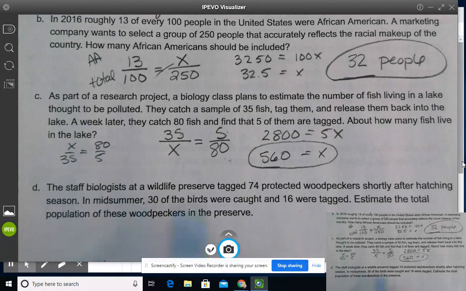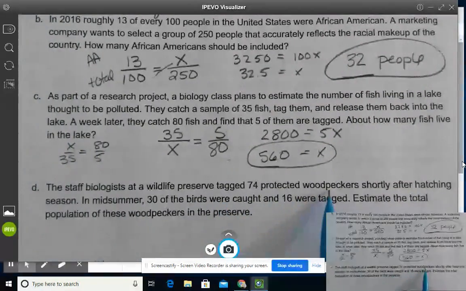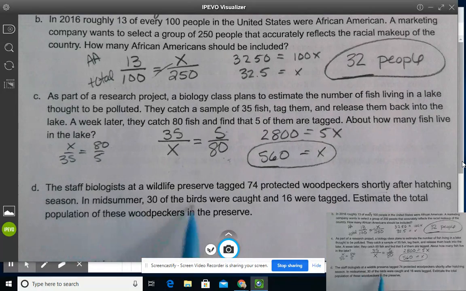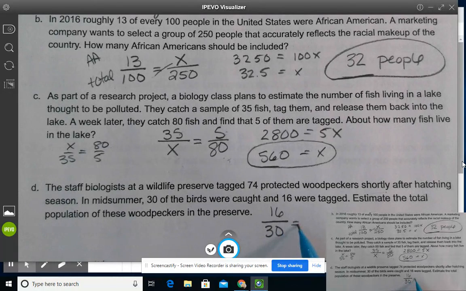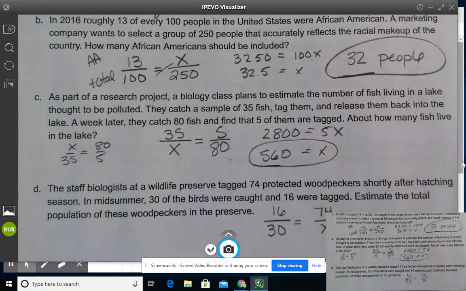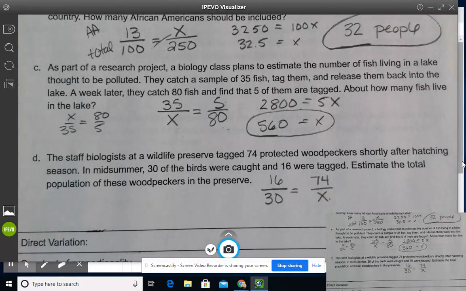So the staff biologist at a wildlife preserve tagged 74 protected woodpeckers shortly after hatching in the season. In midsummer, 30 of the birds were caught and 16 were tagged. So again, 16 were tagged out of the 30 that they caught. 74 were tagged to begin with out of the entire population. So this one sets up just like this one. They're just talking about a different type of species.